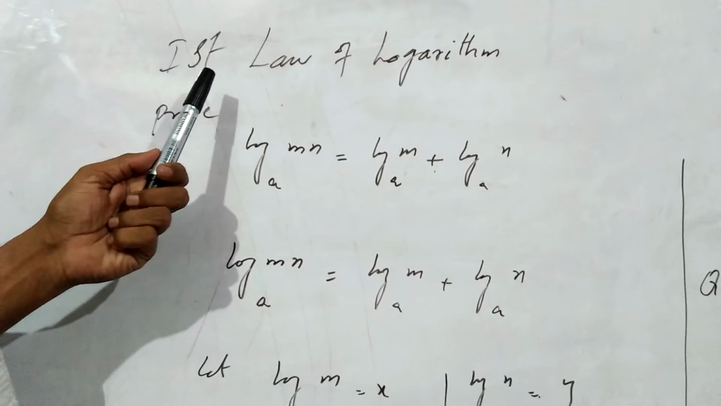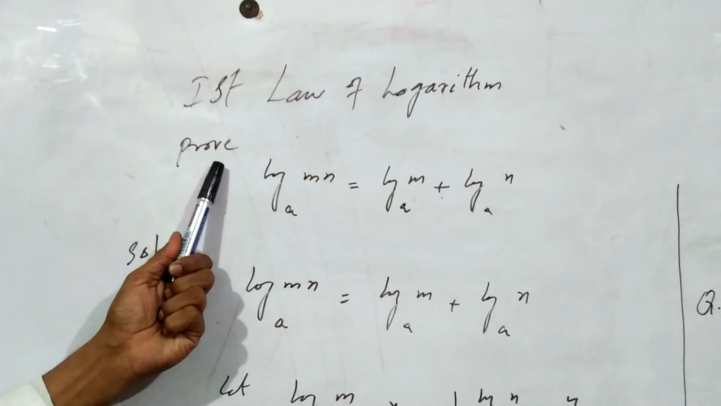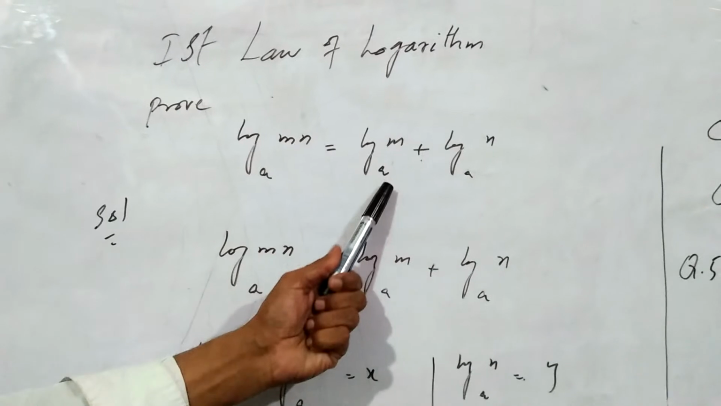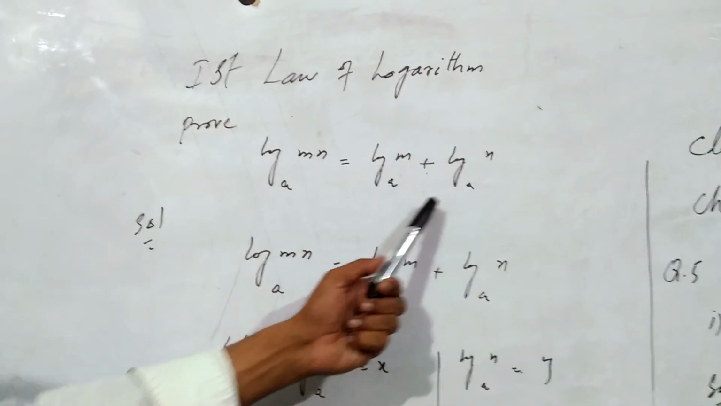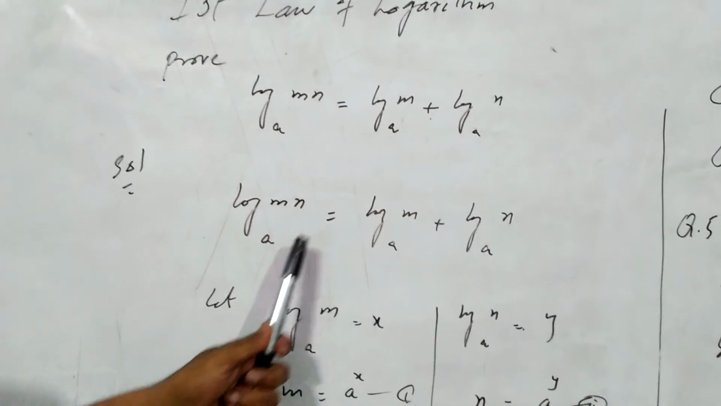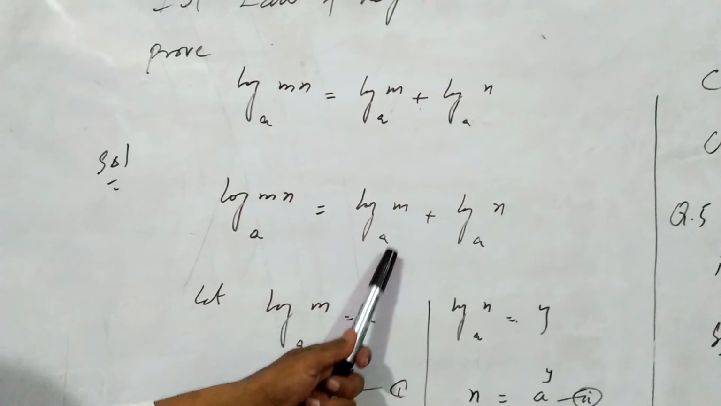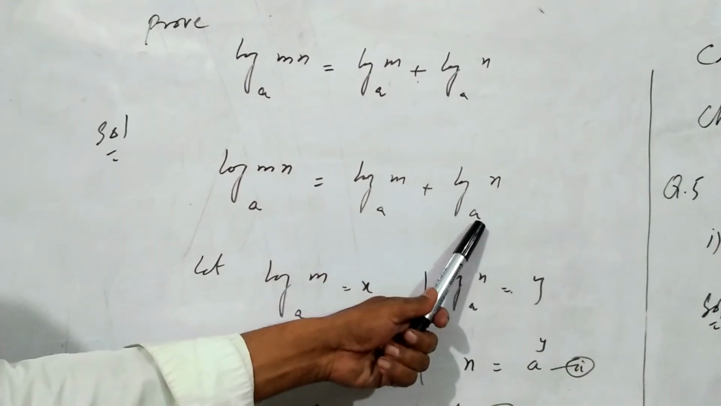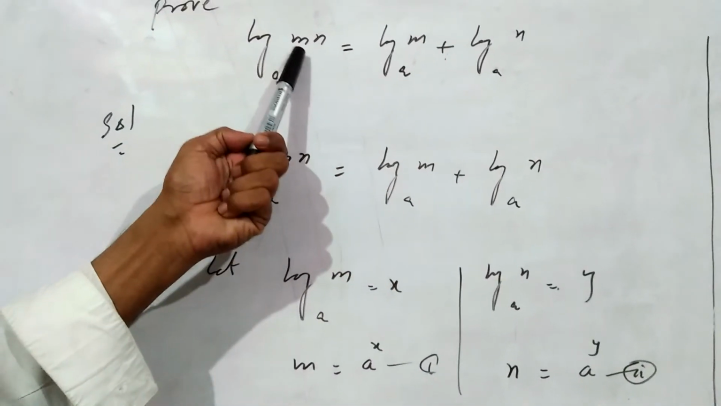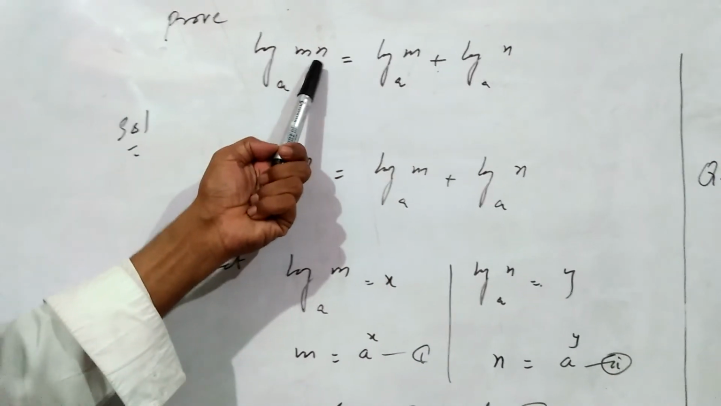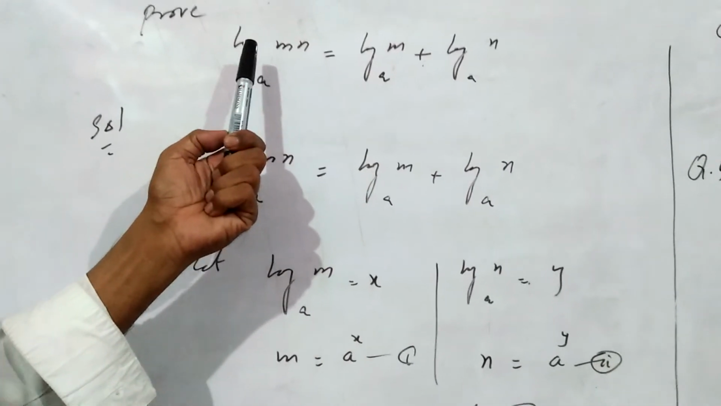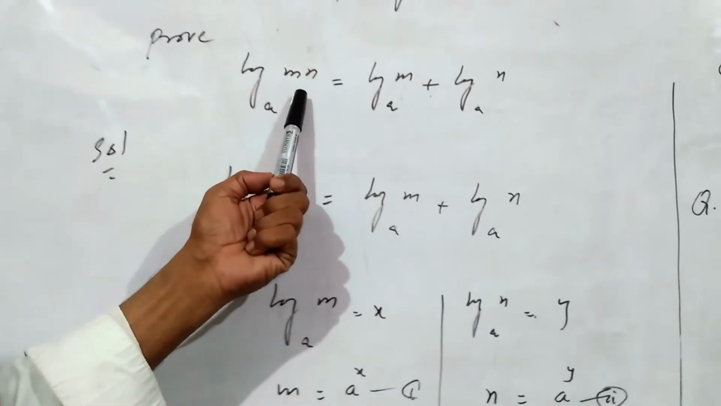First law of logarithm: prove log mn base a is equal to log m base a plus log n base a. So for its proof, we take log mn base a is equal to log m base a plus log n base a. It means in this law we have to prove that when two values are multiplied to each other and we take its logarithm, this logarithm will change the multiplication into addition.